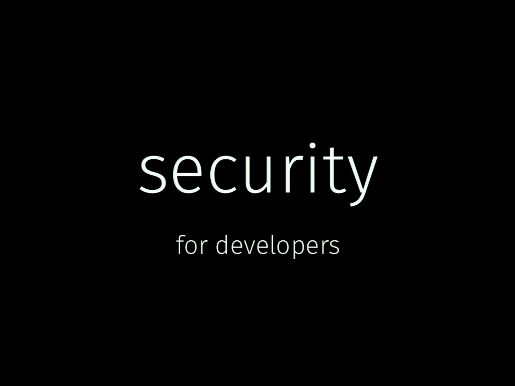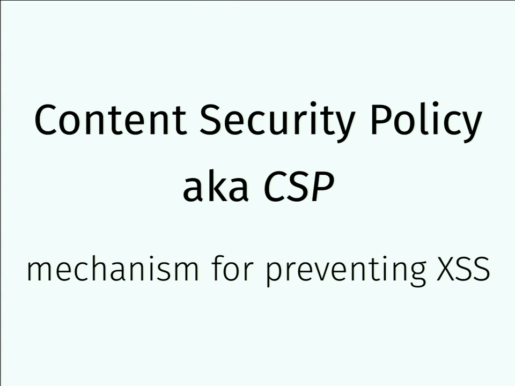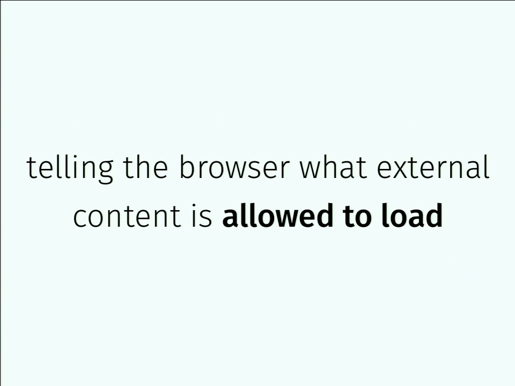All right. What about security for developers? There's a couple of things that developers can now use in the web platform to make the whole web safer. And one of those that's quite nice is Content Security Policy, also known as CSP. The main idea behind this mechanism is that we want to prevent cross-site scripting attacks. And we do this by telling the browser, these are the things that you're allowed to load from this web page. Normally, a web page is allowed to load anything at all, right?